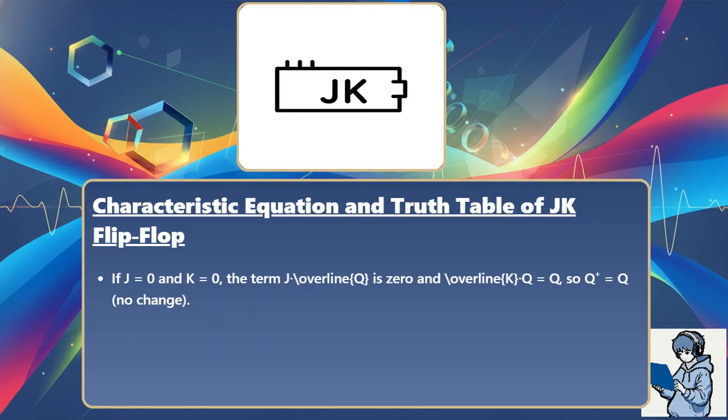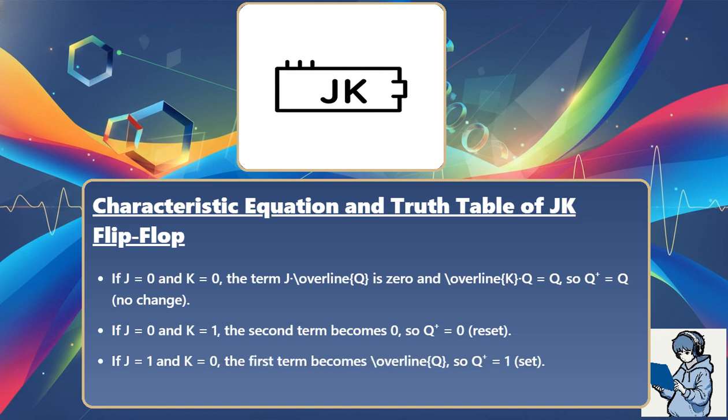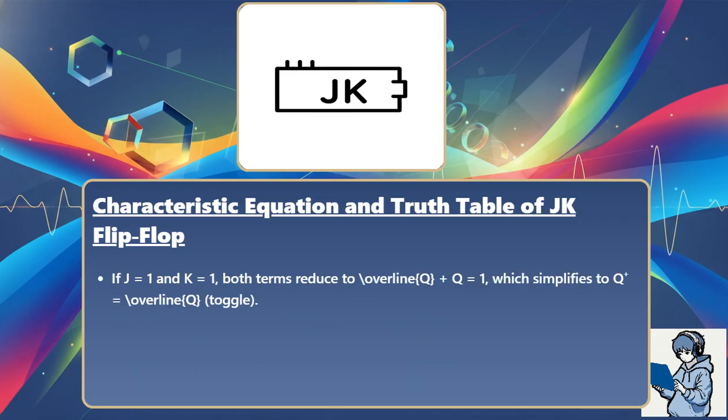If J equals 0 and K equals 0, the term J times not Q is 0 and not K times Q equals Q, so Q plus equals Q, no change. If J equals 0 and K equals 1, the second term becomes 0, so Q plus equals 0, reset. If J equals 1 and K equals 0, the first term becomes not Q, so Q plus equals 1, set. If J equals 1 and K equals 1, both terms reduce to not Q plus Q equals 1, which simplifies to Q plus equals not Q, toggle.